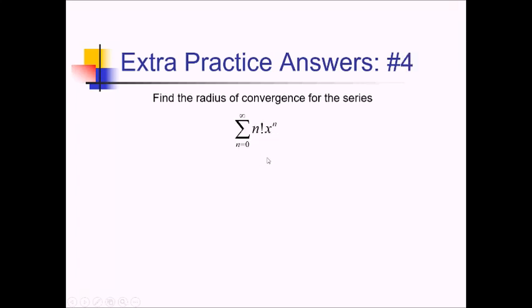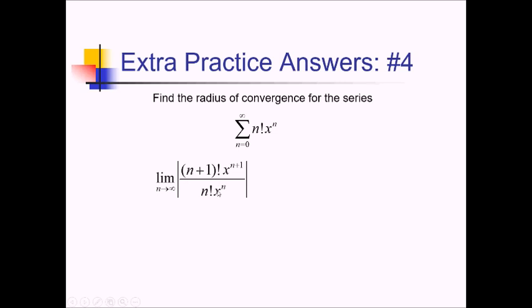To find the radius of convergence for this non-geometric series, I need to use my ratio test. So I have limit as n approaches infinity of absolute value of, and now we have a fraction here. Up top we have the n plus 1th term, so that's going to be n plus 1 factorial times x to the n plus 1. Down below we just have the nth term, so n factorial x to the n.